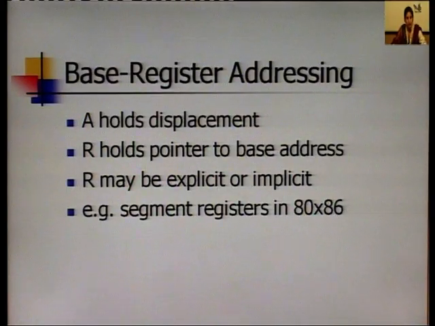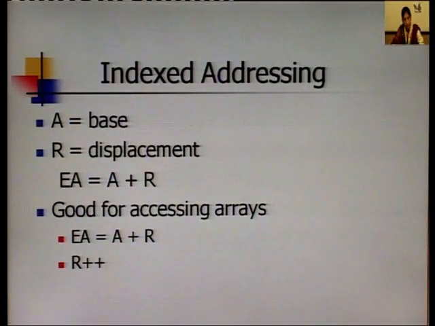Now we will discuss base register addressing. A holds the displacement. R holds a pointer to the base address. R may be explicit or implicit, for example the segment registers in the 8086. Then index addressing: in this, A is equal to the base value and R is equal to the displacement, and the effective address is calculated as EA equals A plus R, where A is the base value and R is the displacement, as we have studied in the base and displacement addressing modes.